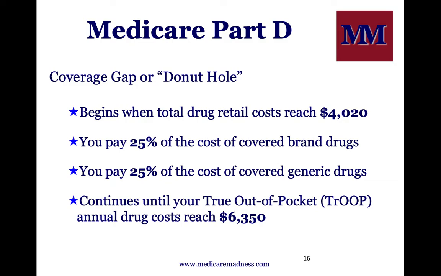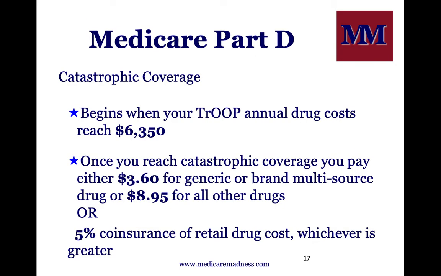The Medicare Part D coverage gap or donut hole begins when your total drug retail costs reach $4,020. From that point on, you pay 25% of a covered brand or a covered generic. This continues until your true out-of-pocket annual drug cost reaches $6,350. The third level of coverage is catastrophic coverage.